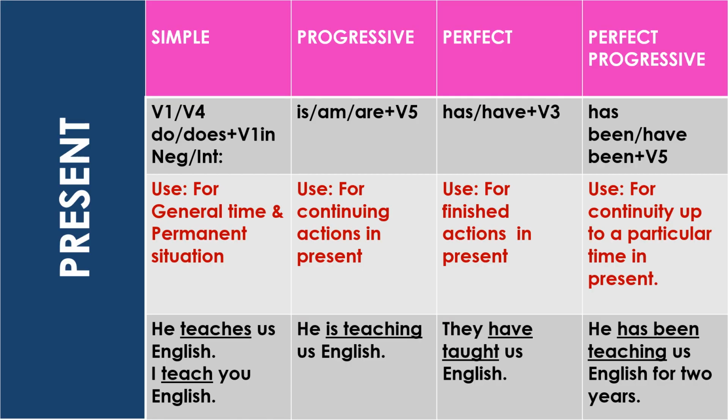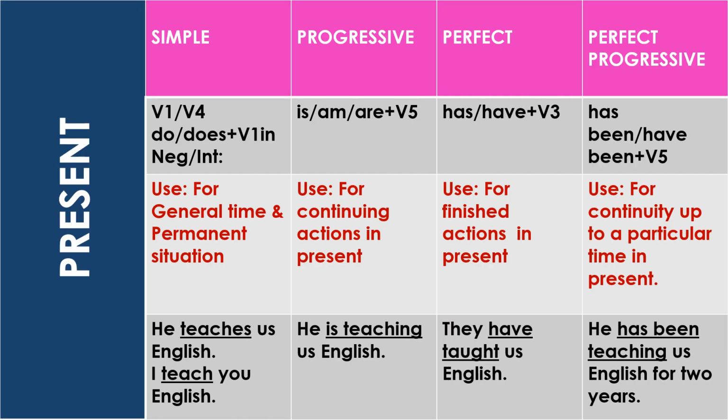Present perfect tense. Here we use has or have plus the third form of the verb, that is V3. This is used for finished action in the present. For example, they have taught us English.